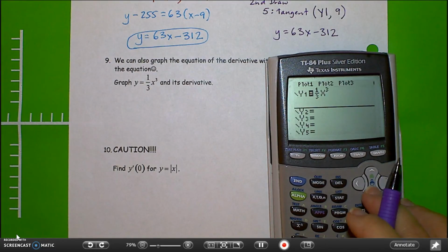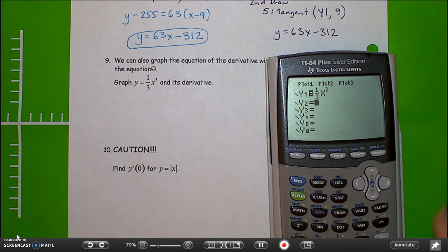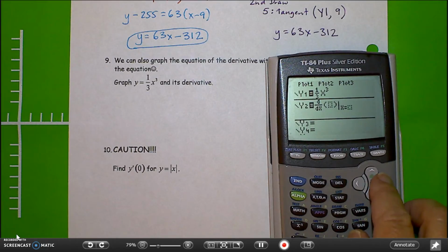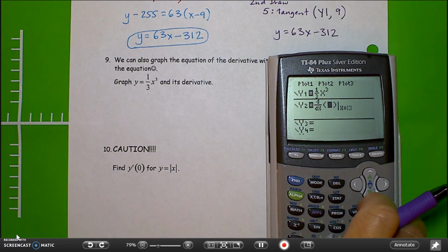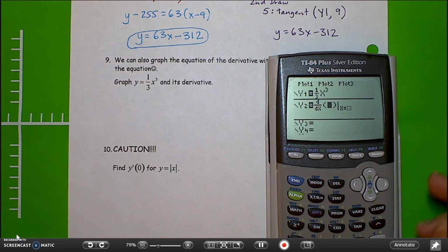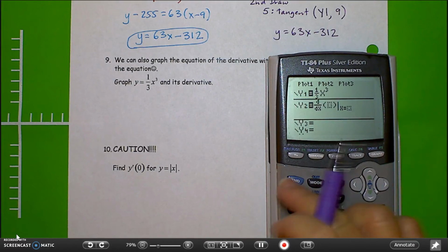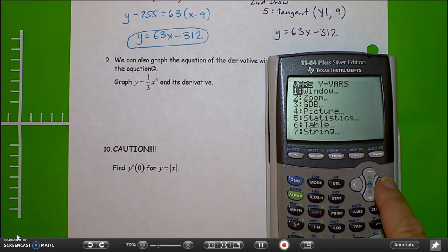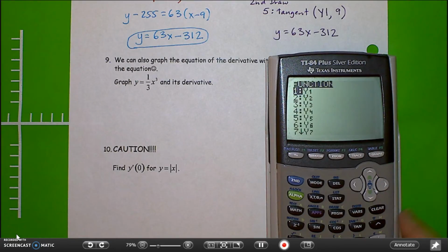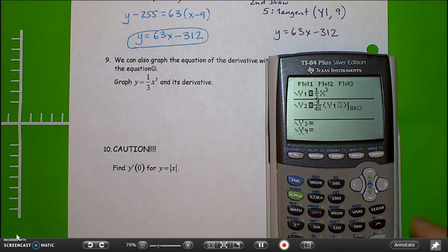And I'm going to use y2 for the derivative. Math 8. Variable is x. The function is y1. I've been using alpha F4. There is another way to get the function, and particularly if you have the older calculator where you don't have the function keys, you can go to variables, y variables, function, y1. A few extra steps, but it gets you there.